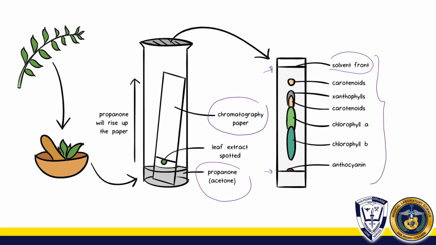And of course, if you try to visualize, there is a different separation of the different pigments present here, right? Different pigments present in a leaf extract. And what is interesting to look at here is the factor for why a certain one traveled first or the farthest distance here in your paper. Again, that is solubility. The more soluble your component or your substance, the faster the movement.